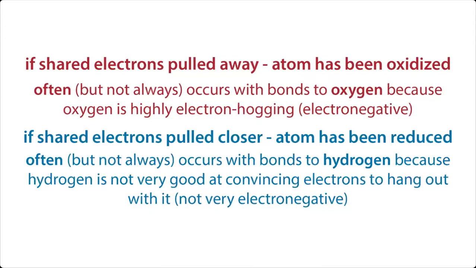If shared electrons are getting pulled away from you, well, now you've been oxidized. And this is often, but not always, going to occur when you form bonds to oxygen because oxygen is really good at pulling those electrons away. When we talk about the ability to pull electrons, we're talking about electronegativity. Oxygen is going to be able to pull those electrons away, and thus the atom has been oxidized. If, however, the shared electrons are getting pulled closer, the atom has been reduced.